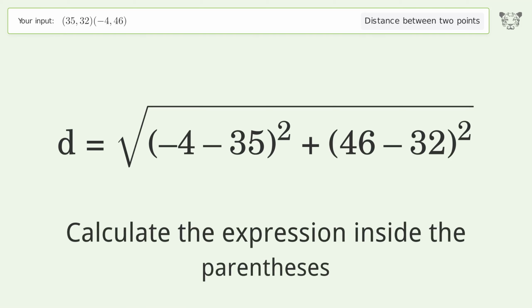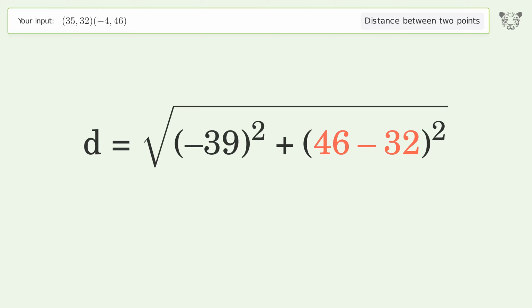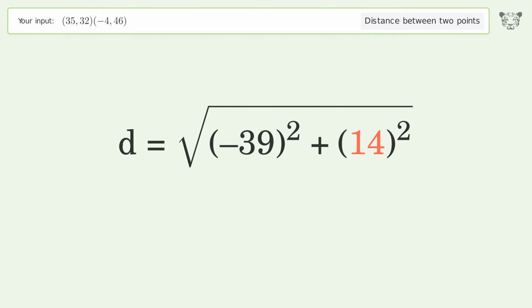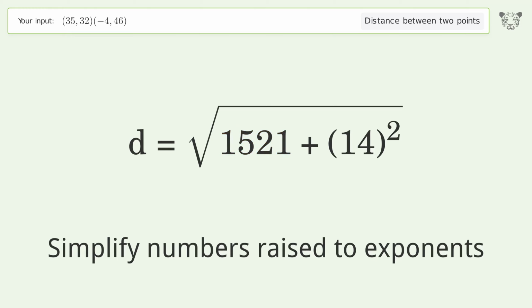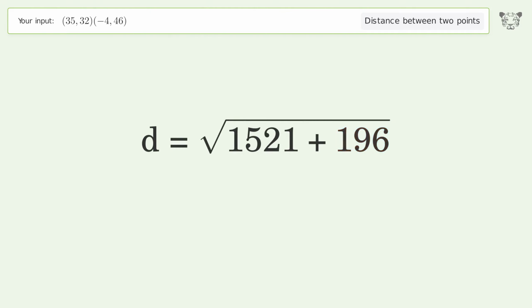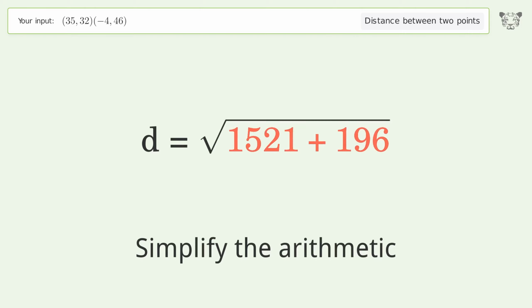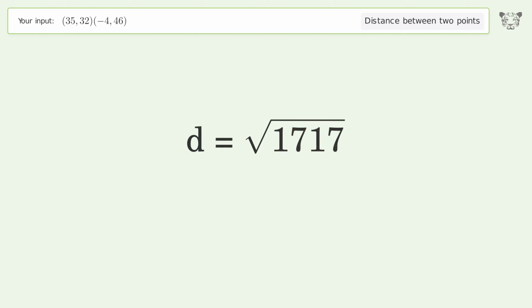Calculate the expression inside the parentheses. Simplify numbers raised to exponents. Simplify the arithmetic. And so the distance between the 2 points is the square root of 1717, or 41.437.